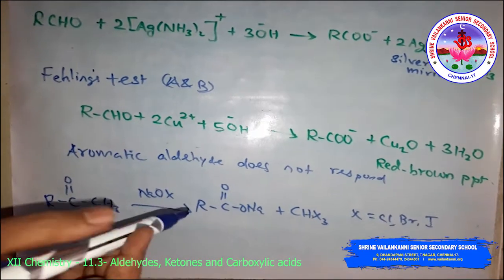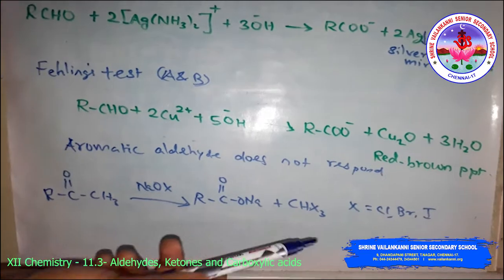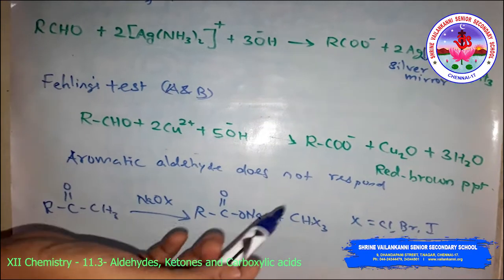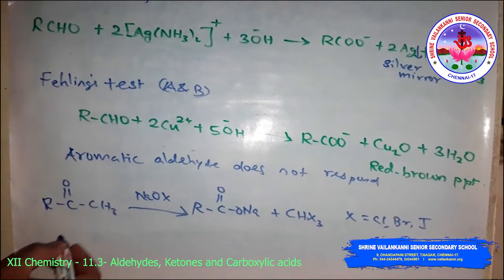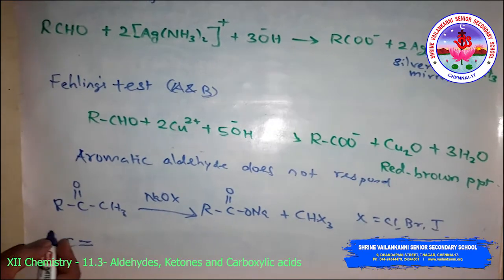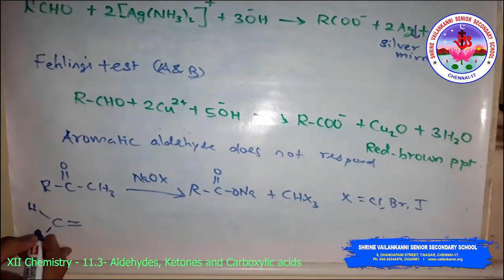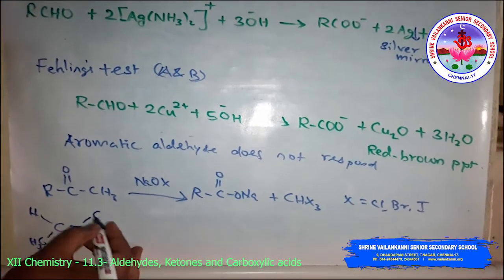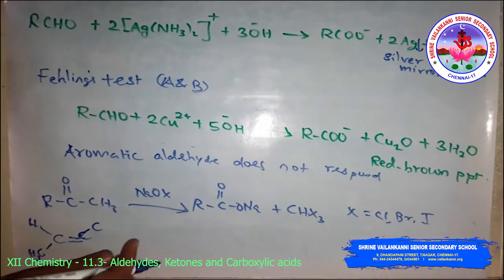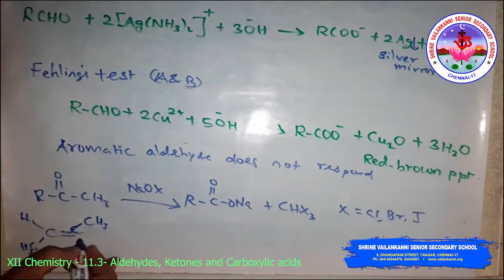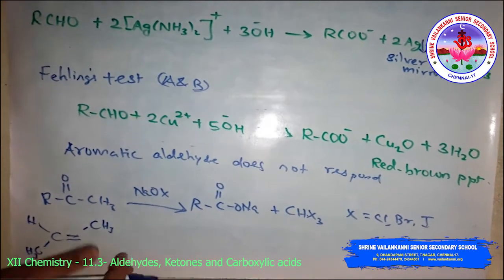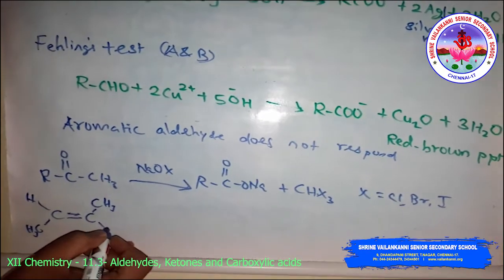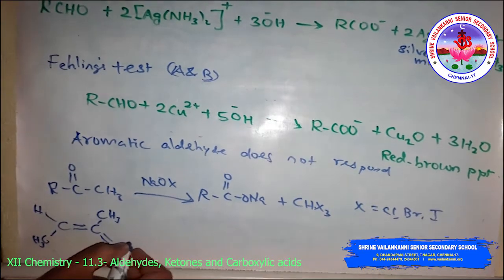So the methyl group is converted to haloform. The oxidation does not affect a carbon-carbon double bond if present in the molecule. For example, look at this. In case you take a carbon-carbon double bond alkene compound, what happens? CH3, C=O, CH3.